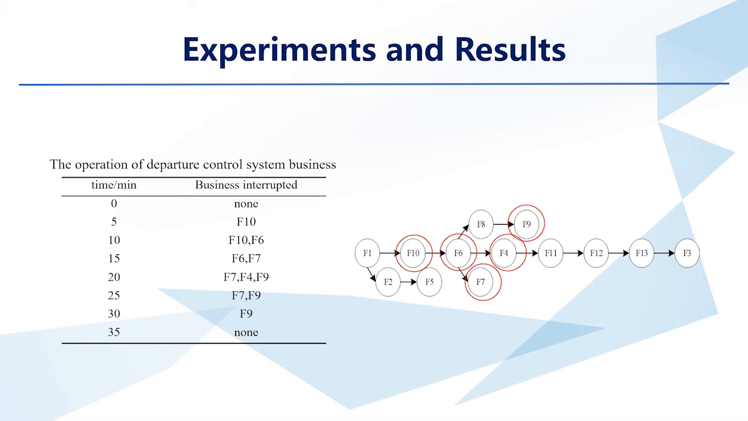It can be seen that the impact results of business interruption obtained by the preference chain analysis method are consistent with the real event. So the preference chain analysis method can accurately reflect the influence and trend on other business functions of the information system when the business is interrupted.